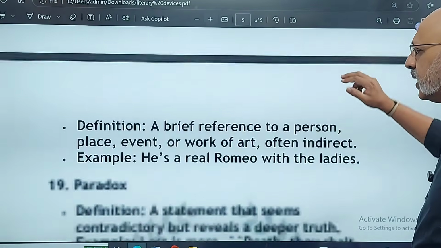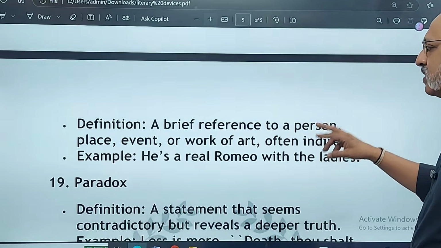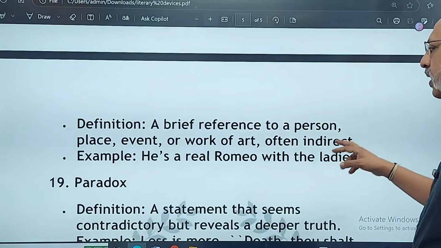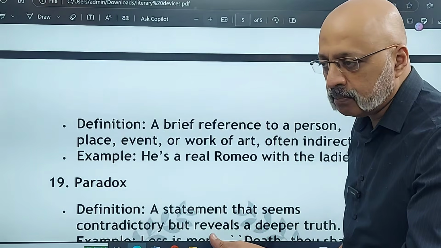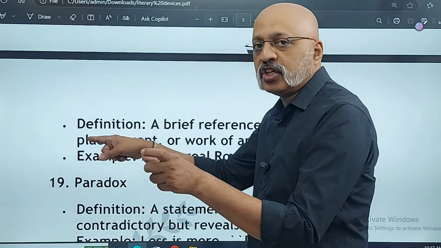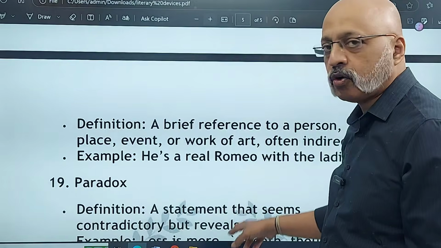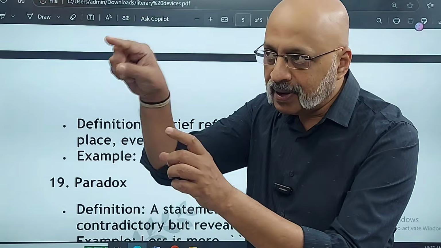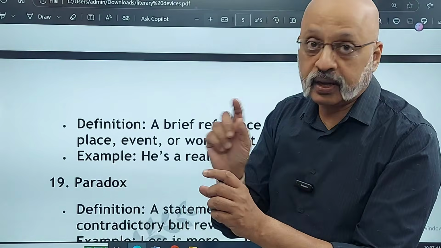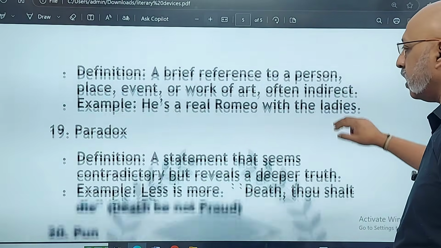Allusion. It is a brief reference to a person, place, event, or work of art, often indirect. He's the real Romeo with the ladies. You're using a particular term in order to convey a larger meaning. When you say he's a real Romeo or a real Casanova, you're labeling someone as a particular thing. So that's what is being conveyed here.